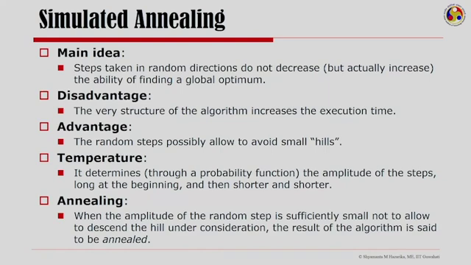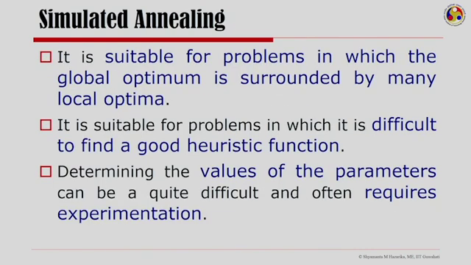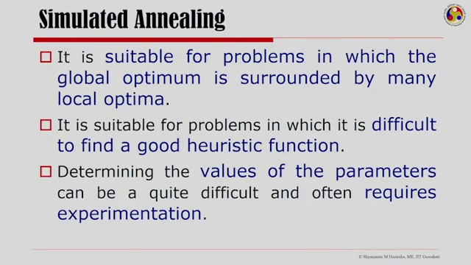The temperature determines, through a probability function, the amplitude of the steps, long at the beginning and then shorter and shorter. And annealing here is when the amplitude of the random step is sufficiently small not to allow descending the hill; the result of the algorithm is said to be annealed. So, it is suitable for problems in which the global optimum is surrounded by many local optima. It is useful for problems in which it is difficult to find a good heuristic function. Determining the values of the parameters can be quite difficult and often requires experimentation.